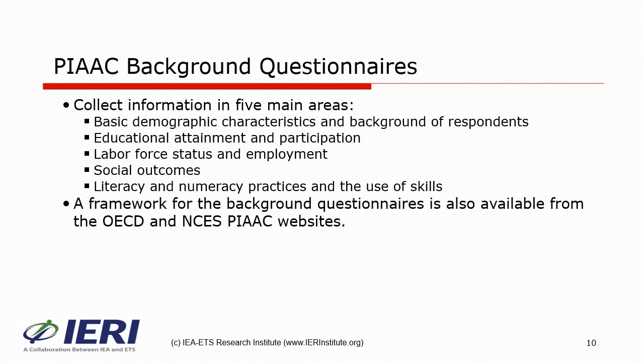To this effect, the background questionnaires collect information in 5 main areas: basic demographic characteristics and background of respondents, educational attainment and participation, labor force status and employment, social outcomes, literacy and numeracy practices, and the use of skills. A framework for the background questionnaires is also available from the OECD and NCS PIAAC websites.